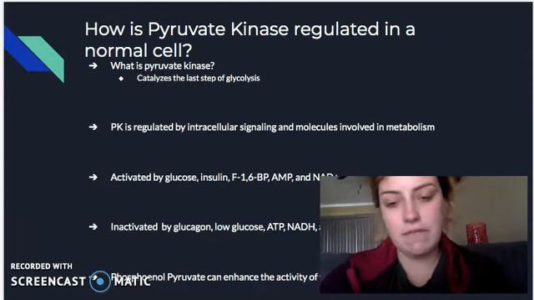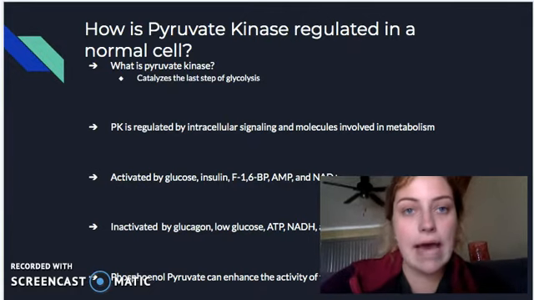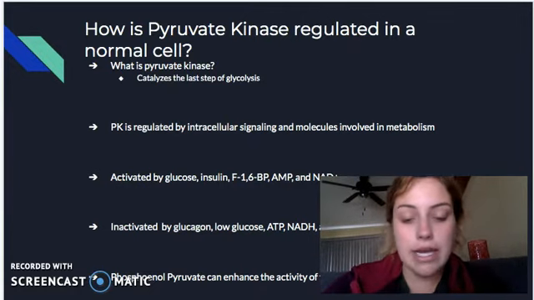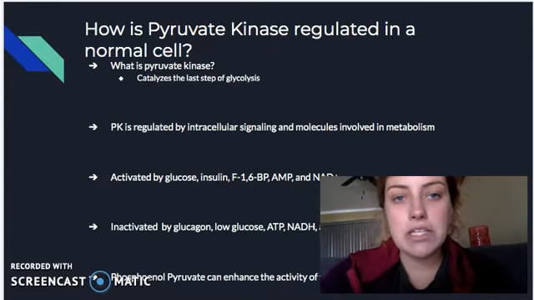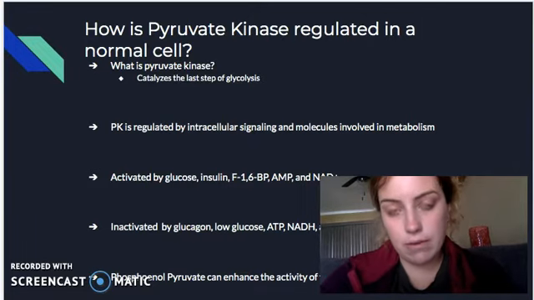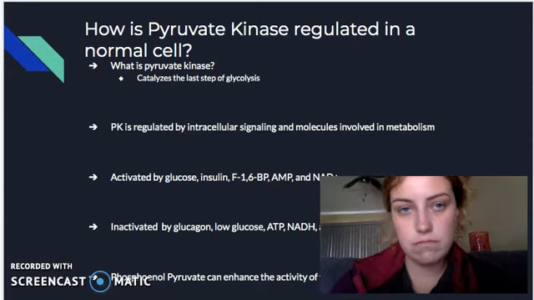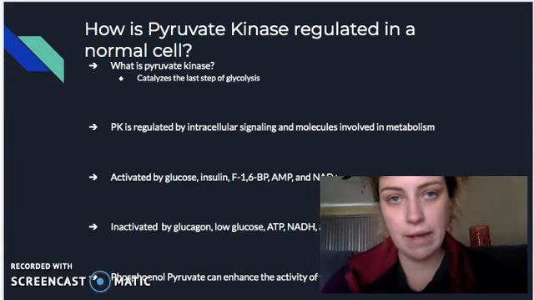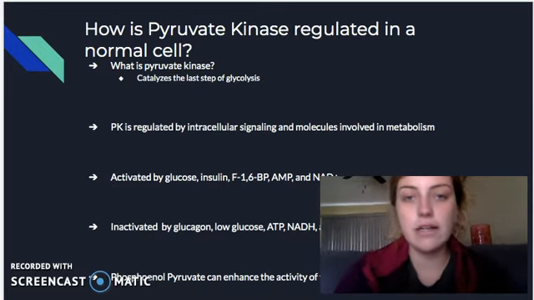I found a little bit of information on that online. I thought I'd just add that in there. Alanine is also a negative allosteric inhibitor, or I'm sorry, a negative modulator. Phosphoenolpyruvate can also affect the activity of pyruvate kinase. It can enhance the activity of the reaction, and we just spoke about that. That's one of the main components of that last reaction in glycolysis.